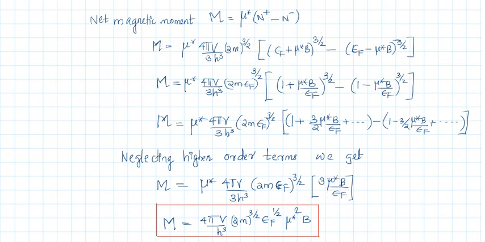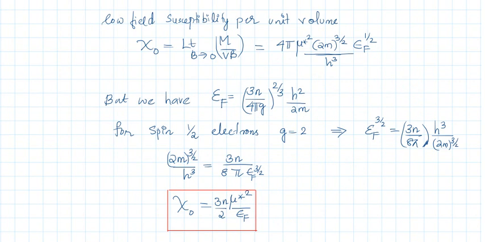So you will get M equal to 4πV/h³ (2m)^(3/2) E_F^(1/2) μ*² B. This is the net magnetic moment attained by the system. Now the low field susceptibility per unit volume is defined as χ₀.